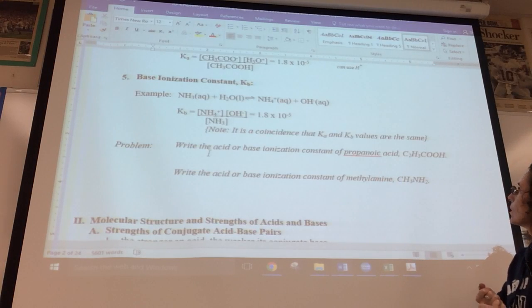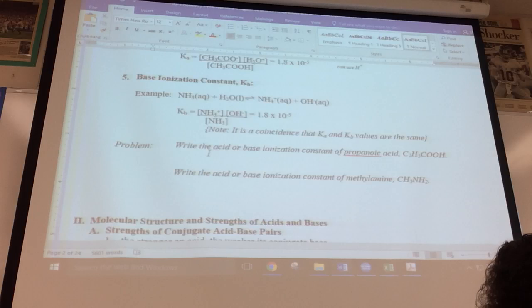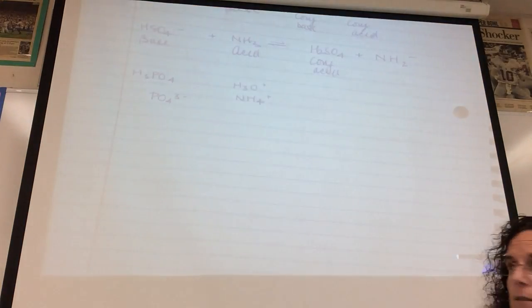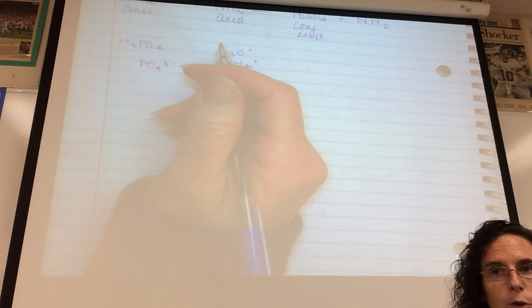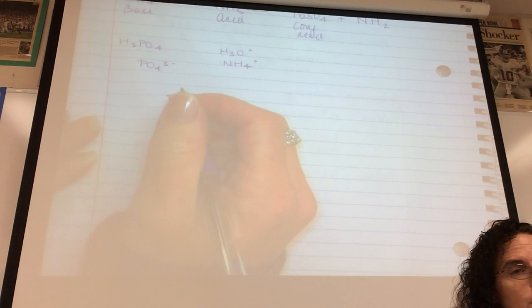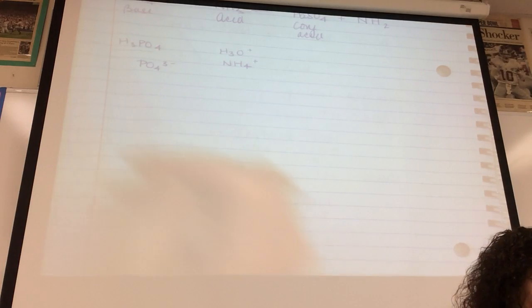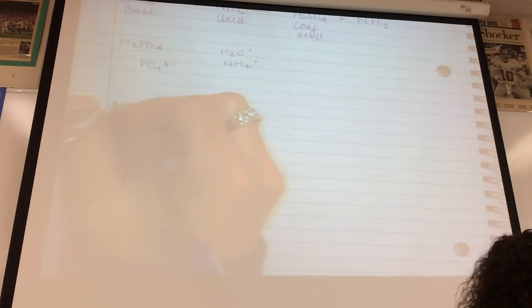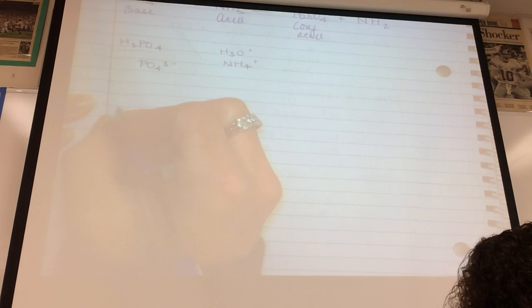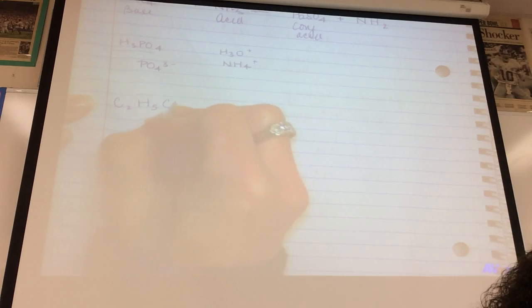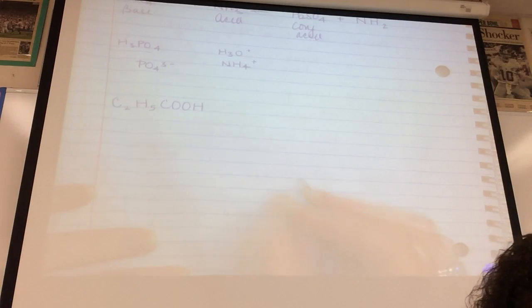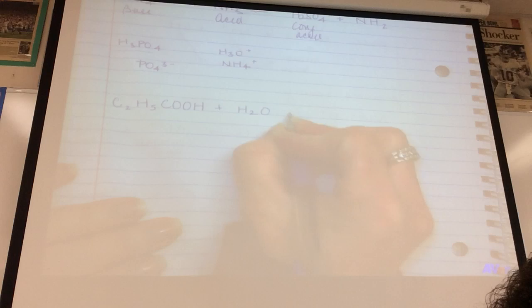This is looking a little more difficult. I'll do the first one with you, and then you'll walk through the second one. It says, write the acid or base ionization constant of propanoic acid. Let's take a look. When you go to do this, the first thing you want to do is write the equation, and this is the way your mini quiz is going to open up. You're going to have to write an equation, and for the most part the coefficients are 1, so the balancing is already done for you. But they mention propanoic acid, and before I write that acid or base ionization constant, I'm going to write the equation reacting this acid with water.